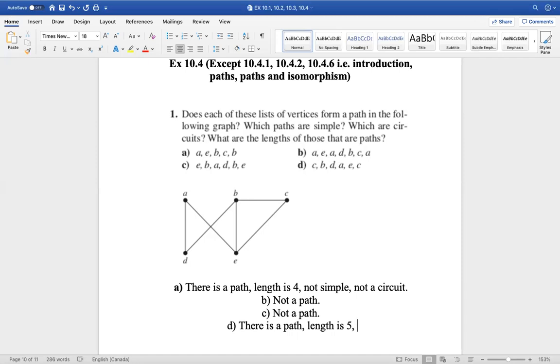Now, is there a circuit in the path? We see that there is a circuit. A circuit basically means that it started from the vertex C and ended on the vertex C. Therefore, this formed a loop, right? It ended where it began. So there is a circuit in the path.